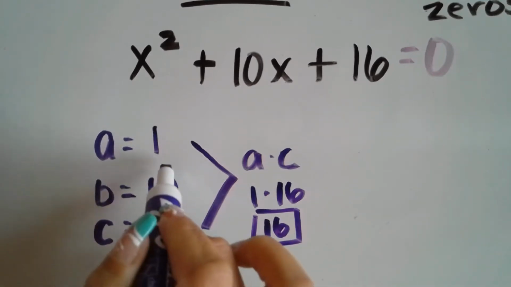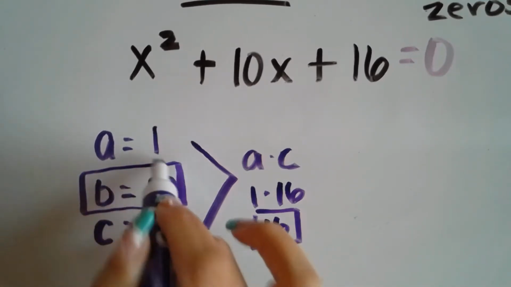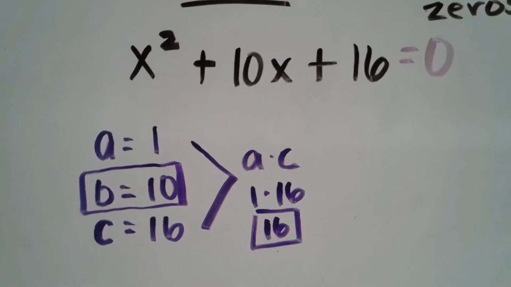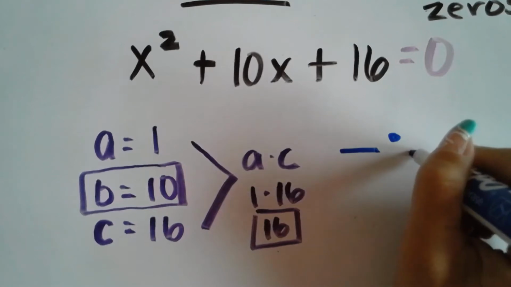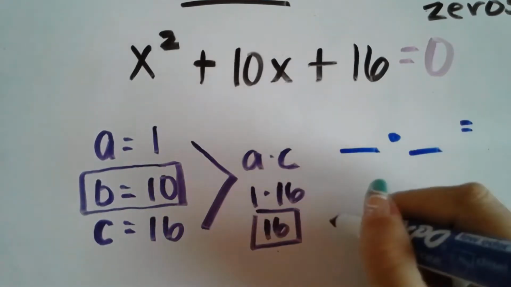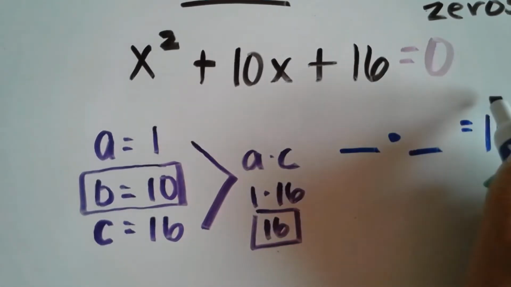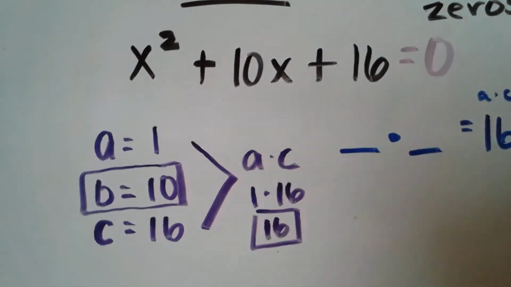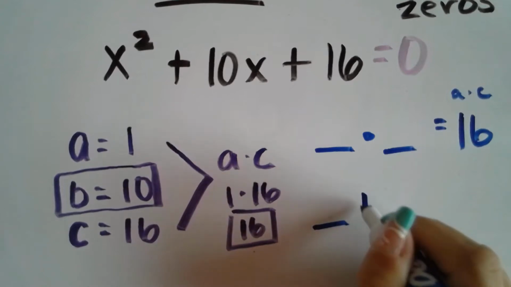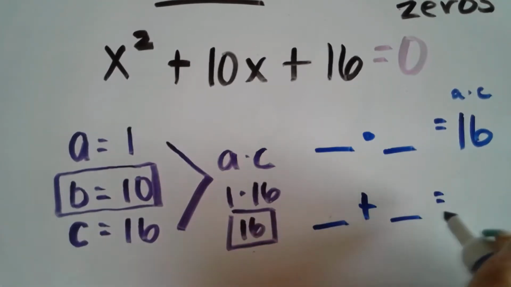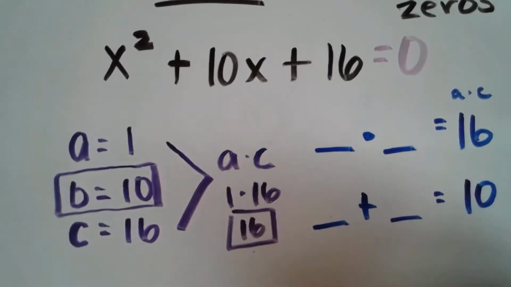And then let's go ahead and box our B, because that's important. All right, now let's go ahead and get into our next step, and I'll do that in a different color so you know. This is our little puzzle piece. So blank times blank. What two numbers can multiply to 16? This is our A times our C. Let me scoot my camera over, I'm sorry. And what are the same two numbers that can add to our B, which is 10?